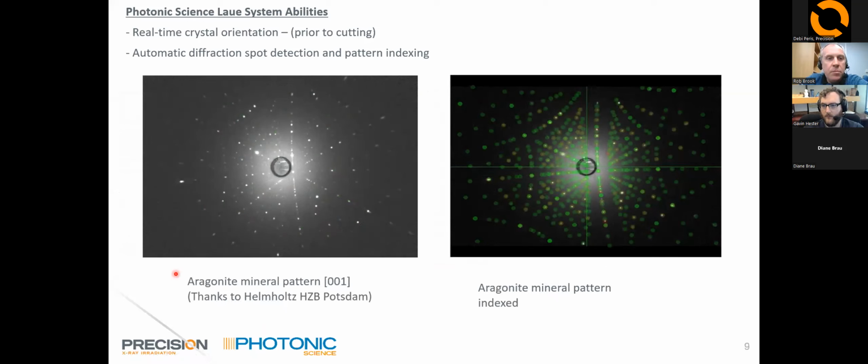This is another example here. This is a mineral sample. This is an aragonite sample, and these were very small samples, less than a millimeter, that we were able to index. Here you can see the indexed pattern. On the left you have the image that the detector sees, and then overlaid here you have the simulated pattern.